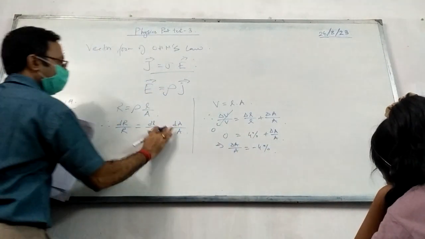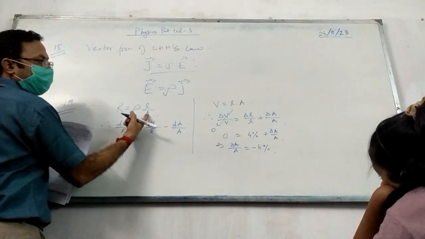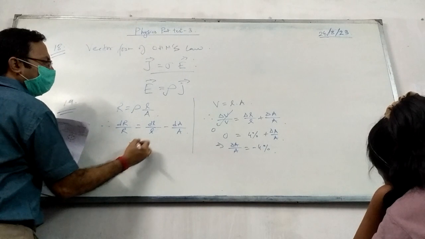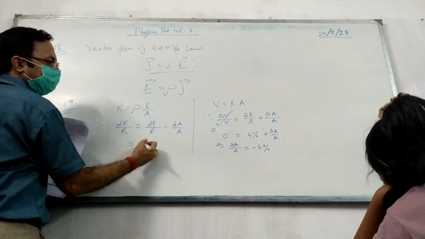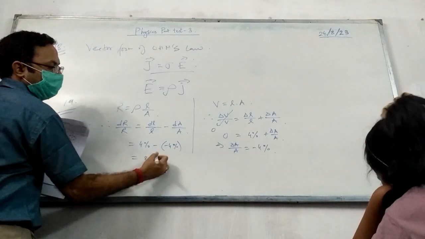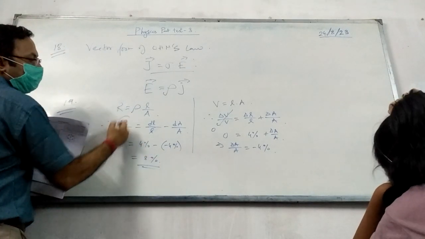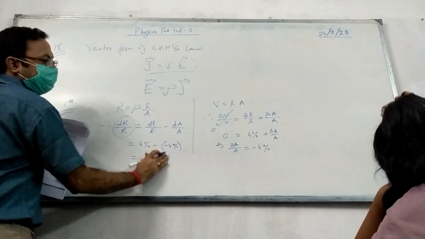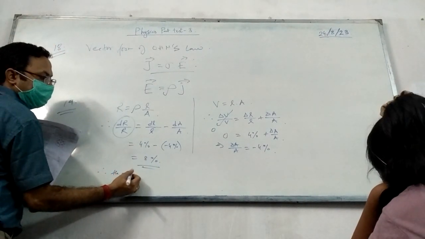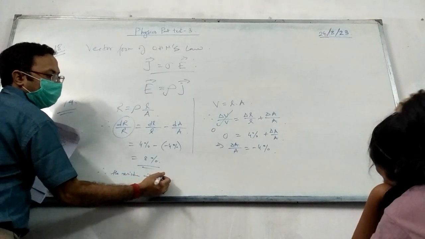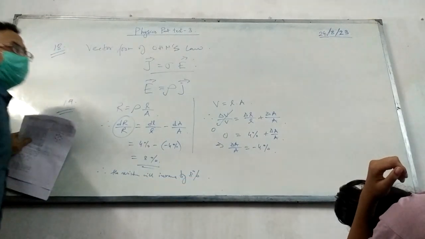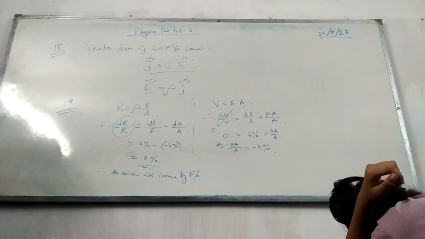-4%. अच्छा, एक छोटा सा गलती हो गया यहाँ पर, माइनस होगा क्योंकि ये डिनोमिनेटर में है ना, -4% del A by A. अब del L by A कितना था? 4% था, माइनस ऑफ -4%, so total 8%. dr by R, the resistance will increase by 8%. बोले आज की पढ़ा लो.